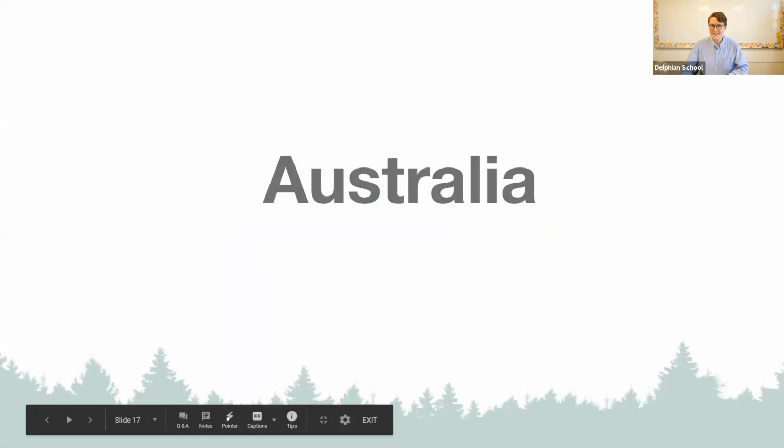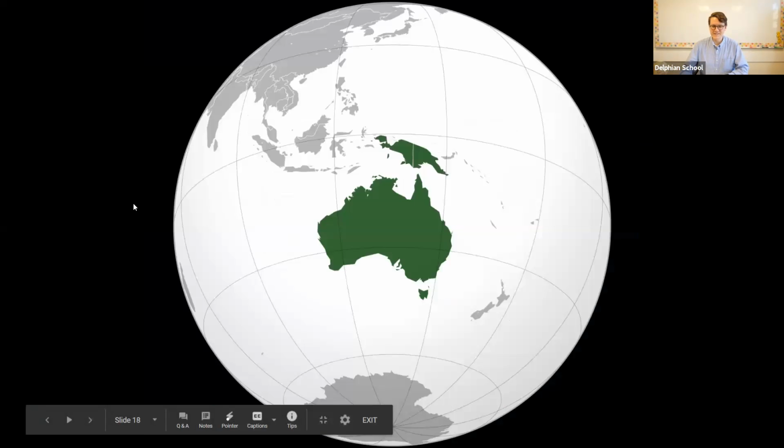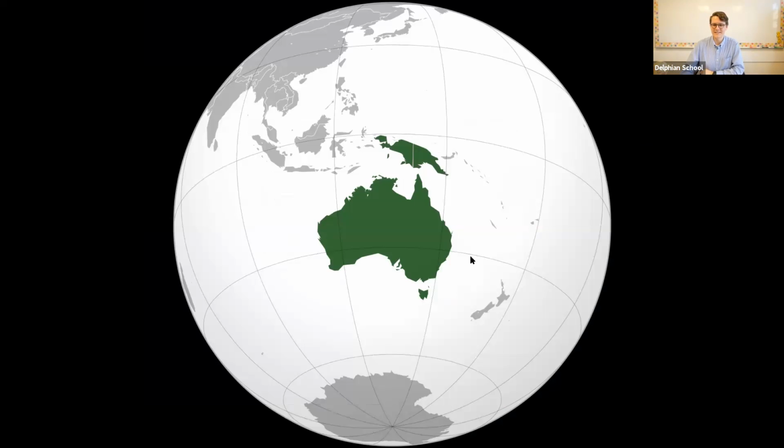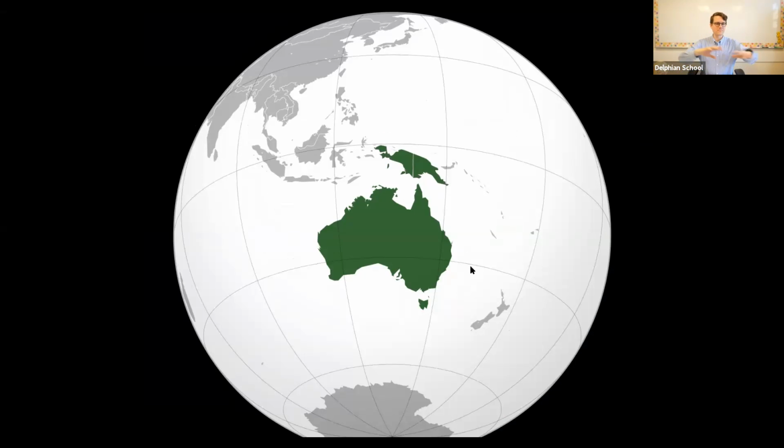Okay, Australia. This is a really awesome continent. There have been people living in Australia for tens of thousands of years. And when European explorers found Australia in the 1700s and started settling in the 1700s and 1800s, they had to figure out a way to work together with the people who'd been living there for many, many thousands of years before that.